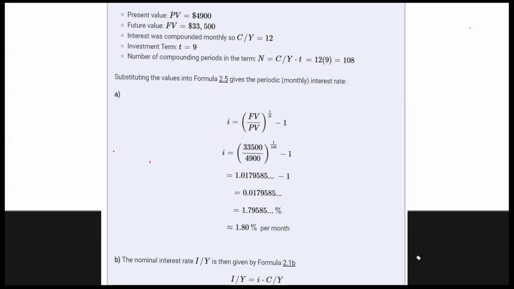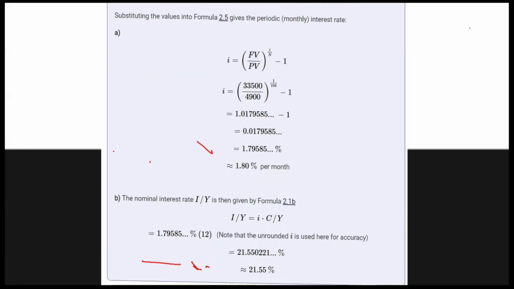I'm hoping that all of us can use our calculator to get something like this here, if you have something to the 1 over 108 power. You might have to play around with your calculator to get that, right? After you've done that, you want the nominal interest, what we call the interest per year. So we use this formula and you get 21.55%. Good.